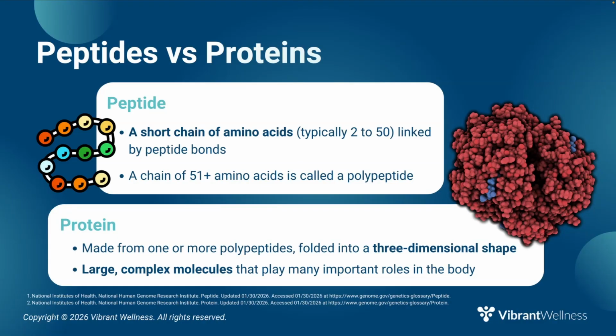This is an important concept, peptides versus proteins, so let's spend a few moments discussing it. Peptides are short chains of amino acids, typically 2 to 50, linked by peptide bonds. Note, a chain of 51 or more amino acids is called a polypeptide. In contrast, proteins are made from 1 or more polypeptides folded into a 3-dimensional shape. These large, complex molecules play many important roles in the body, from red blood cells to enzymes to muscles.